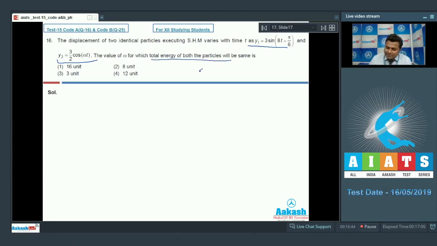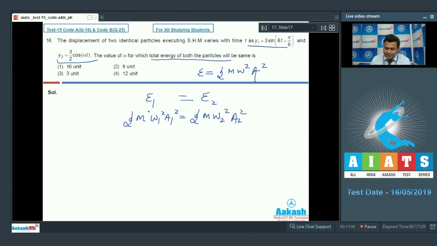Total energy is given by the expression half m ω² A². So according to the question, E1 equals E2. Therefore we can write, half m, mass same because the particles are identical, ω1² A1² equals half m ω2² A2². Putting the values, half m cancels out. ω1 is 8.